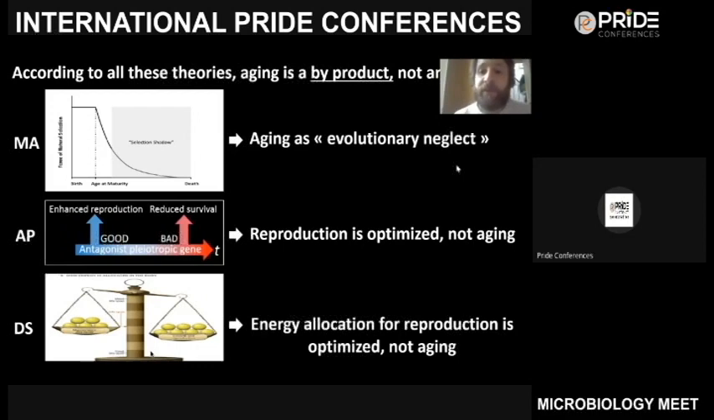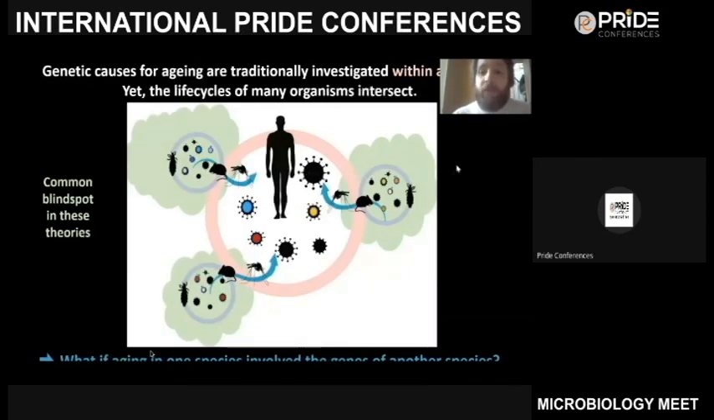In the case of antagonistic pleiotropy, you are aging because your reproduction is optimized. That's why you're aging. And in the case of the disposable soma theory, you're also aging because there is an energy allocation for reproduction that is optimized. But again, aging is a consequence of that. And importantly, in all these three theories, you notice that the focus is on the individual within one species.